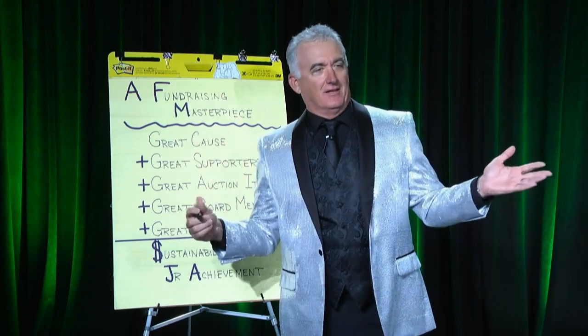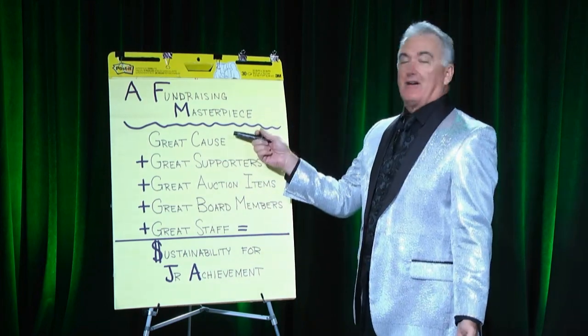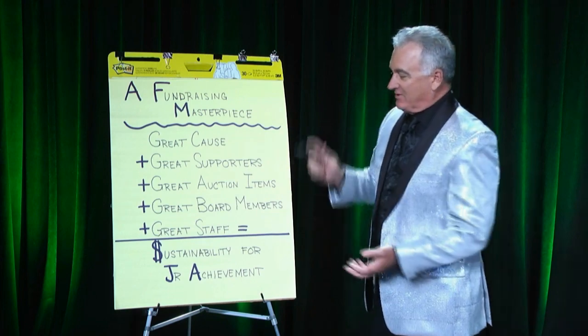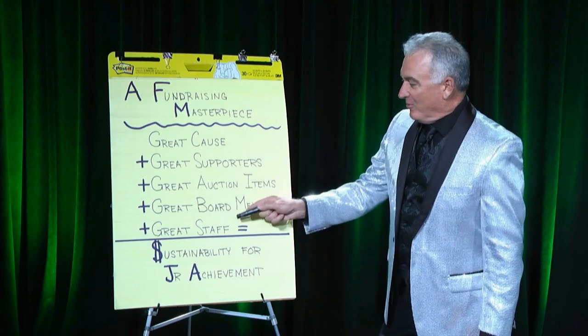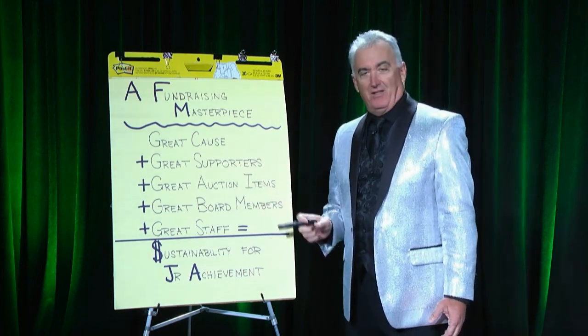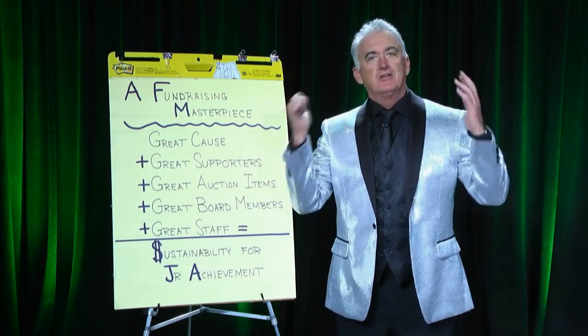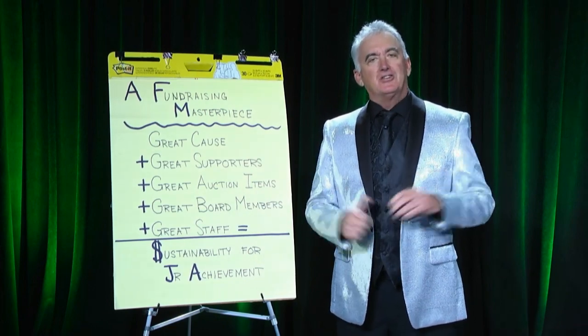Absolutely amazing. So my artistry is this, right? It's having a great cause like Junior Achievement. We have great supporters, great auction items, great board members, and they're so important. Along with JA's great staff, it means sustainability for Junior Achievement. And that's why we're here tonight, to help JA continue their great work and educate the students.